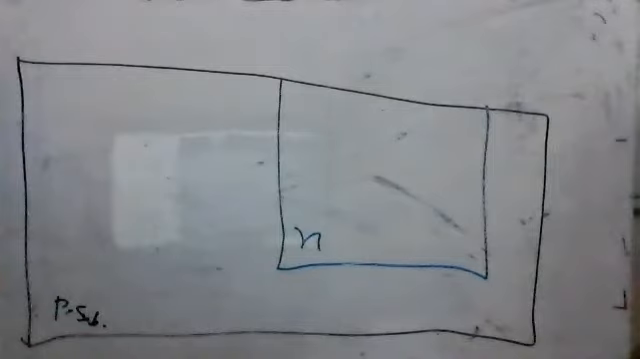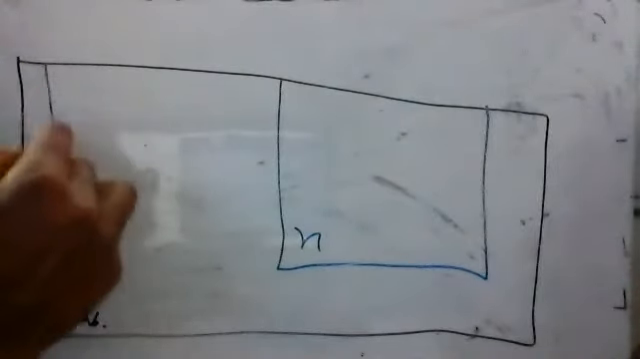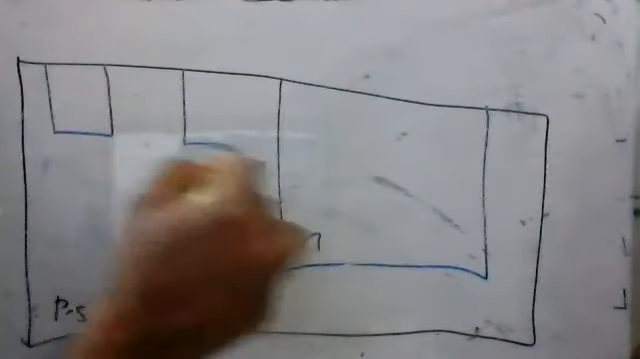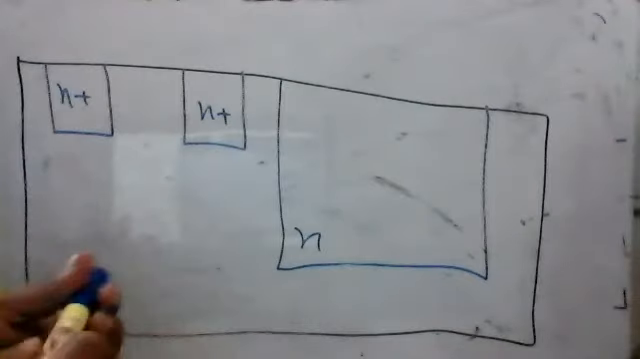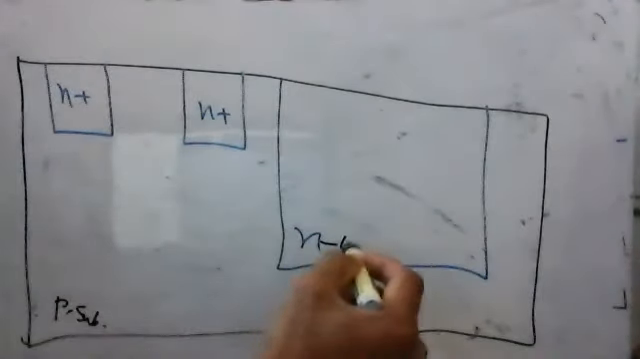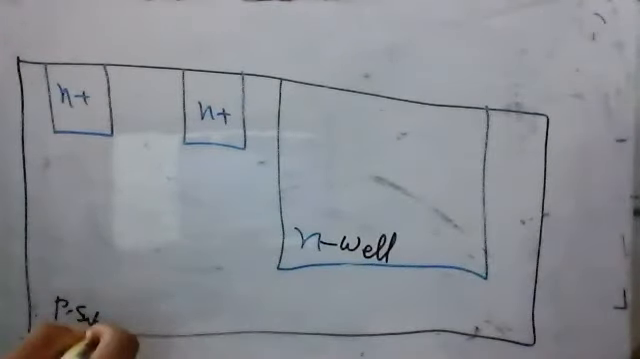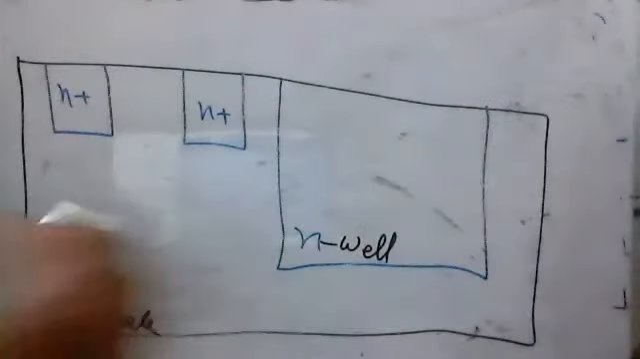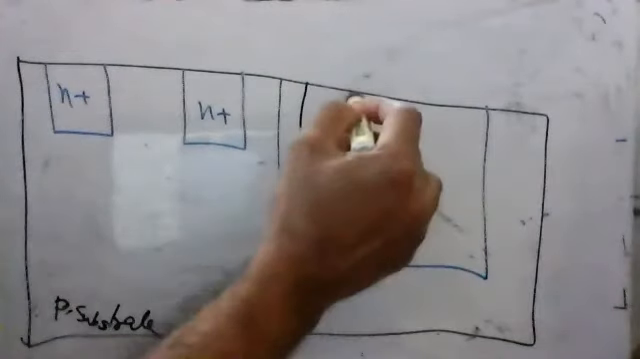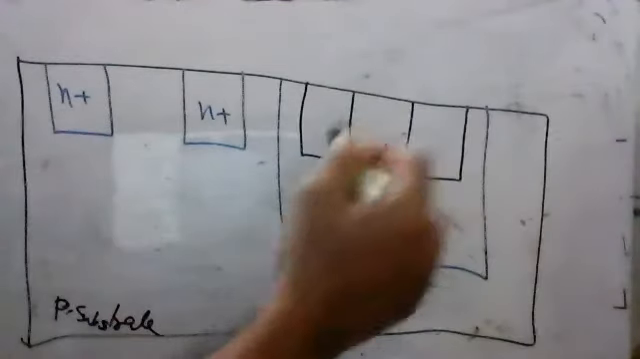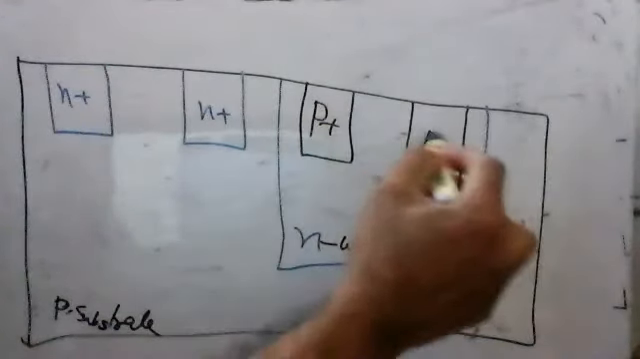And now, what do we do? In here, we make another n-type area called n plus. This n-type region is actually the n-well. This is known as the n-well. The whole thing is called the p-type substrate, and this bigger, almost half of the area is diffused with n-type material, and we call it the n-well. And inside the n-well, we make two p+ regions. Here we apply boron and it turns into p+.